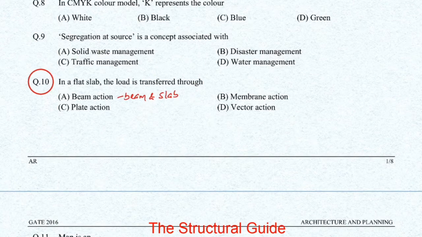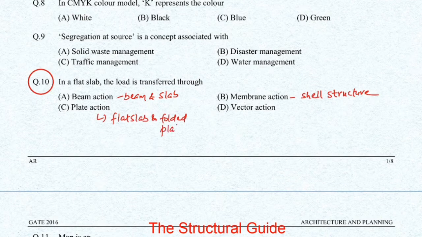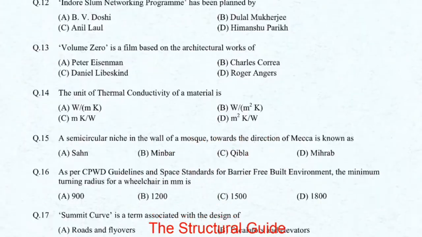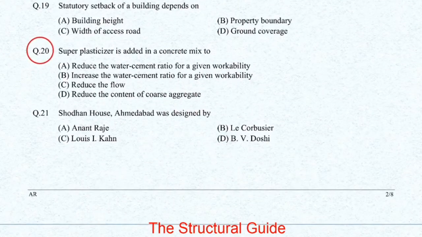Membrane action. Membrane action is developed in shell structure. Plate action. Plate action is developed in flat slab and folded plate. Vector action. Vector action is developed in truss. So let's move into the next question.